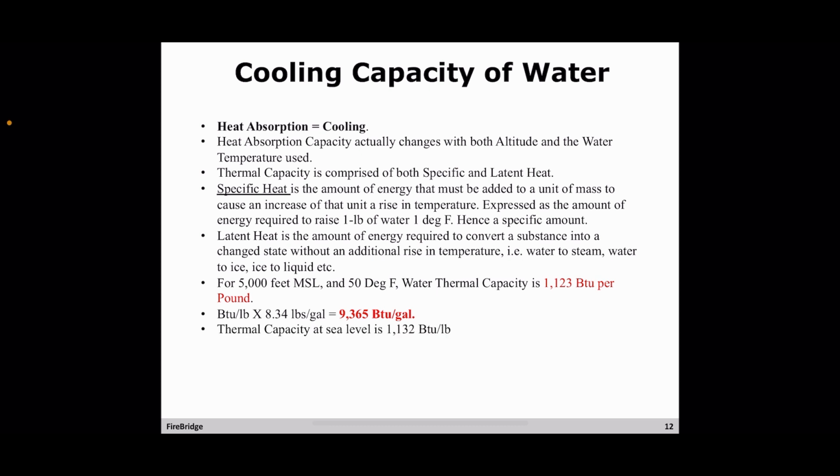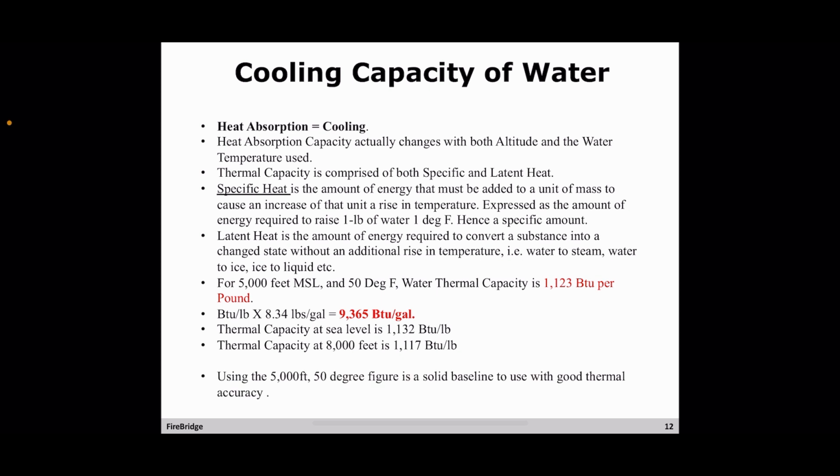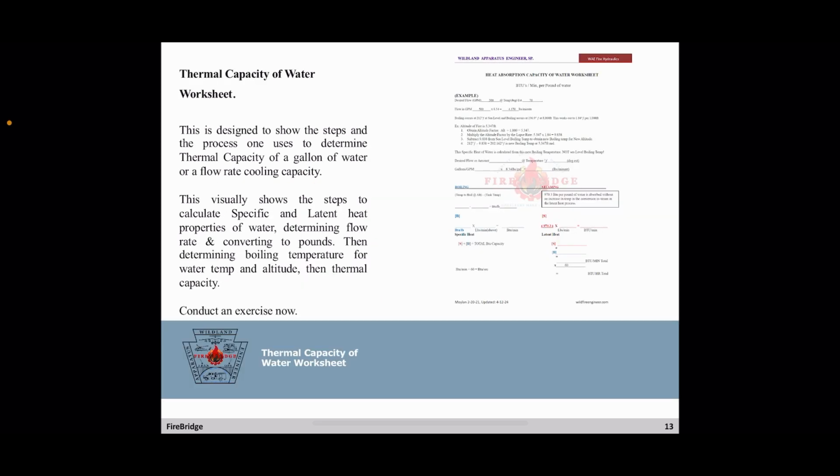The thermal capacity at sea level of water per pound is 1,132, and at 8,000 feet, it's 1,117. So 1123 for 5,000, kind of like right in the middle just about, is a really good number to use. You're not going to be off by maybe 100,000 BTU or 200,000 BTU on either side of the aisle. And then using the 5,000 feet, 50 degree figure is a solid baseline to use with good thermal accuracy.